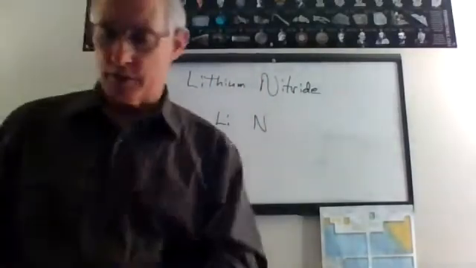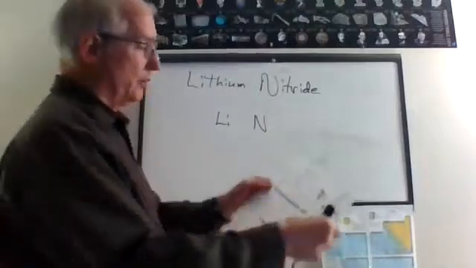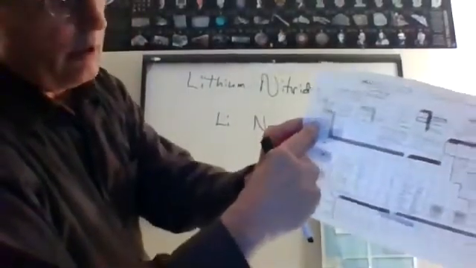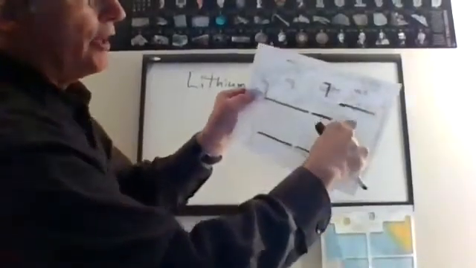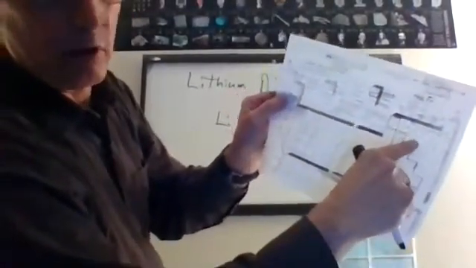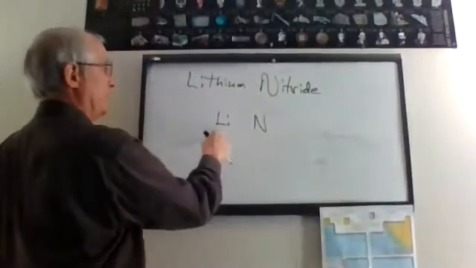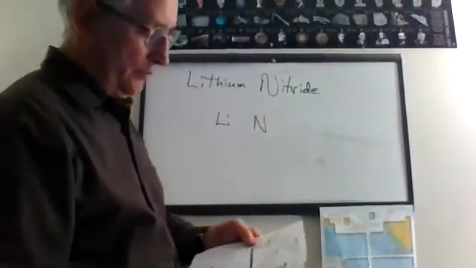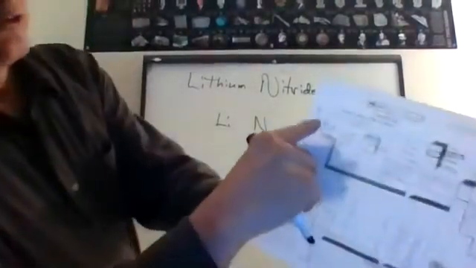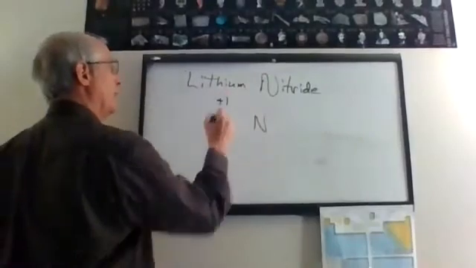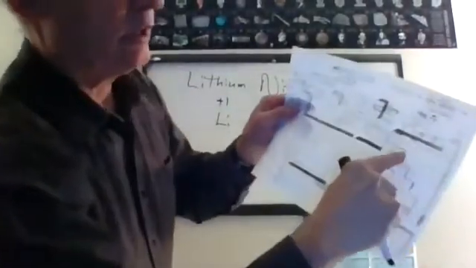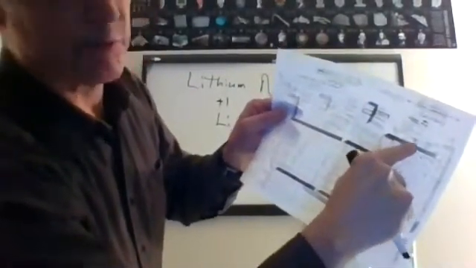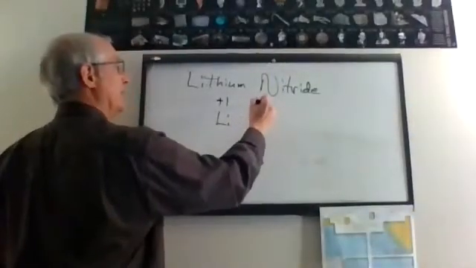Finding it on the table is the hardest part. You're taking a word and trying to find a symbol. And the 2 symbols are lithium and nitrogen, Li and N. Now, if you go above lithium, you'll see a +1. I want you to write a +1 right there. And above nitrogen, you're going to see a -3. I want you to write a -3.